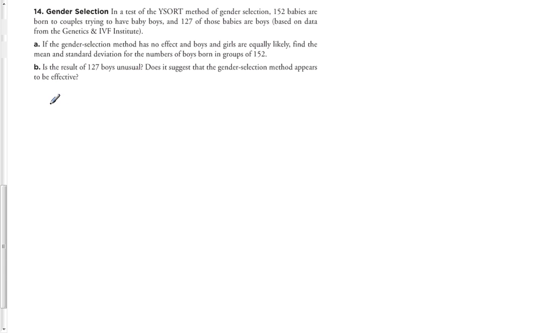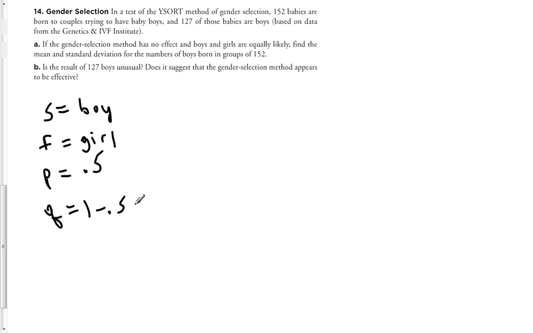So what we're saying here is we're calling a success having a boy, and we're calling a failure having a girl. The probability of having a boy, P, is going to be 0.5. And the probability of having a girl, Q, is going to be 1 minus 0.5, which is also 0.5. N is equal to 152 babies born, and X is equal to 127. So I have all these numbers here.